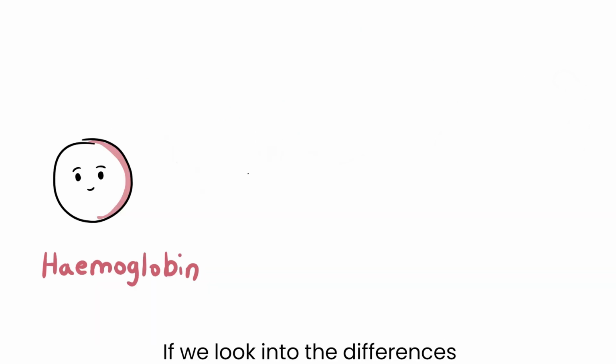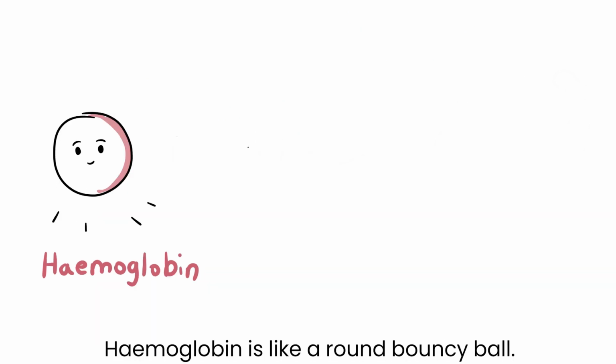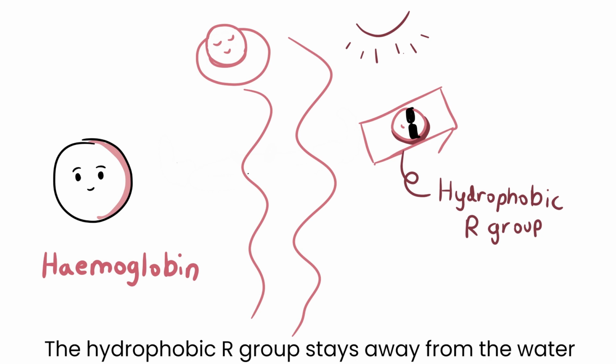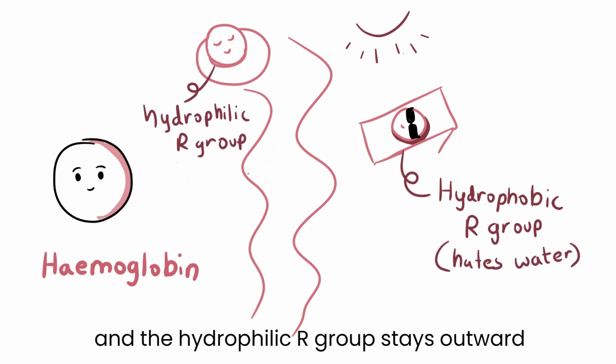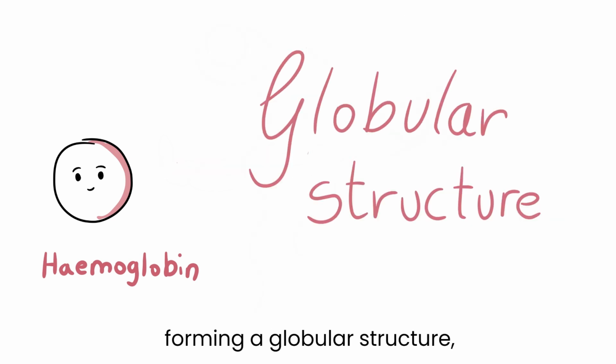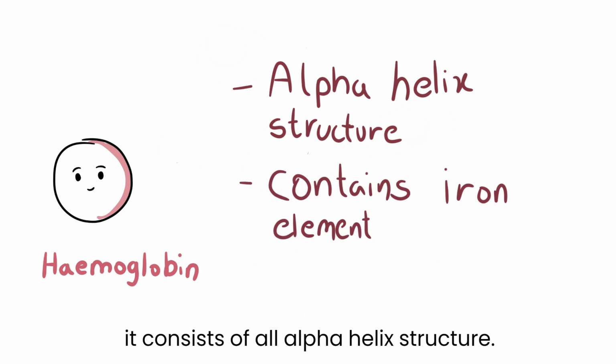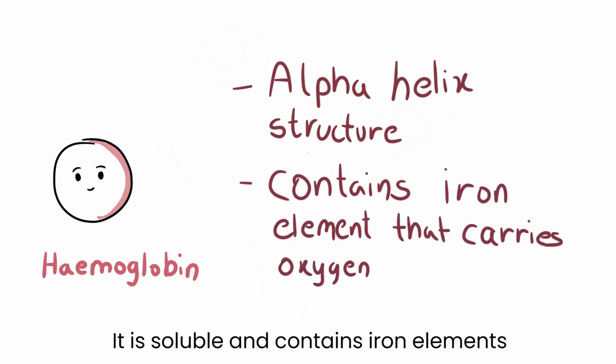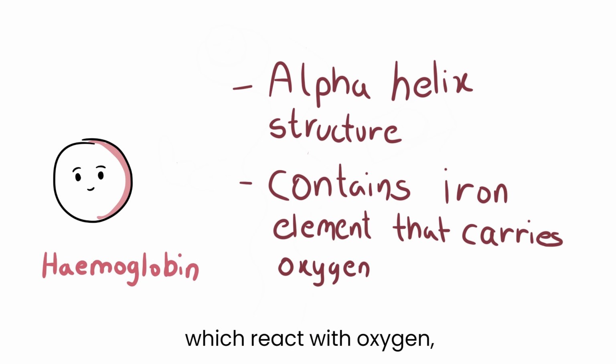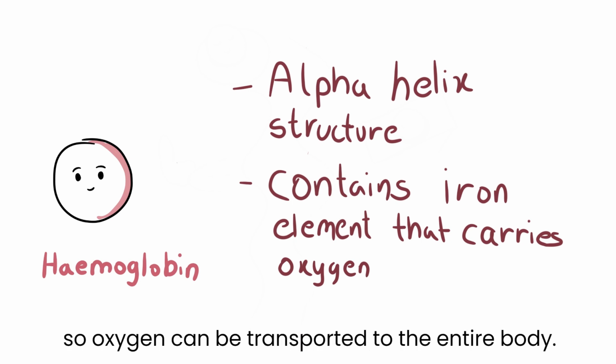If we look into the differences, hemoglobin is like a round bouncy ball. The hydrophobic R group stays away from the water, and the hydrophilic R group stays outward, forming a globular structure. It consists of all alpha helix structure. It is soluble and contains iron elements which react with oxygen, so oxygen can be transported to the entire body.